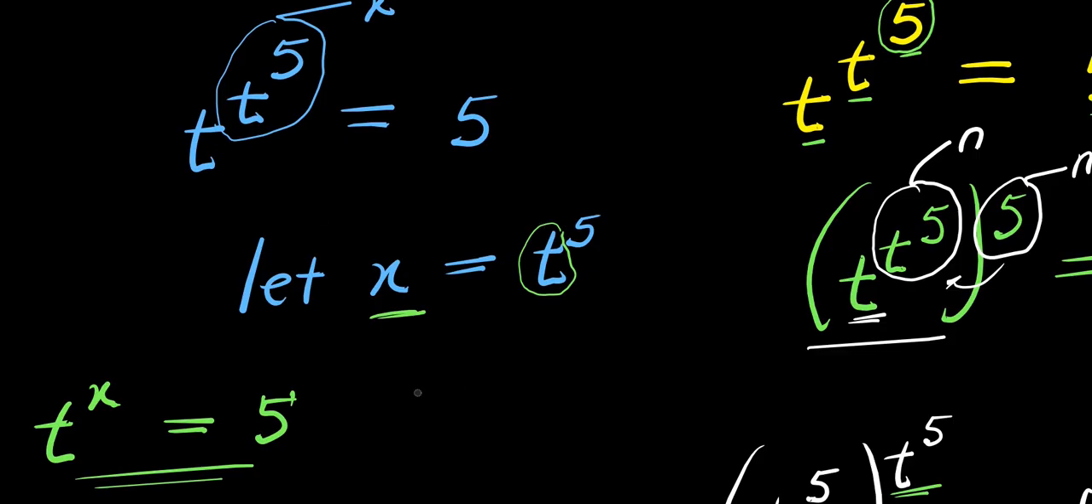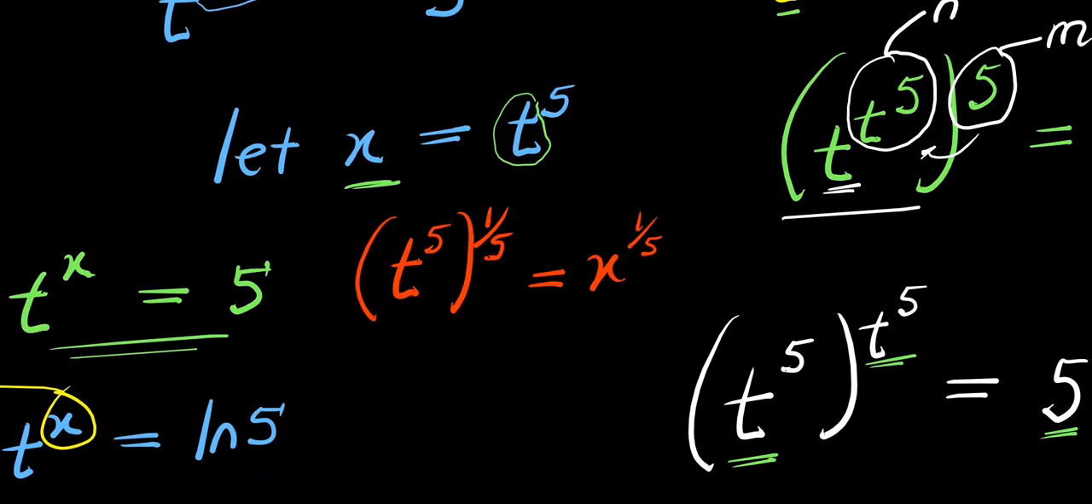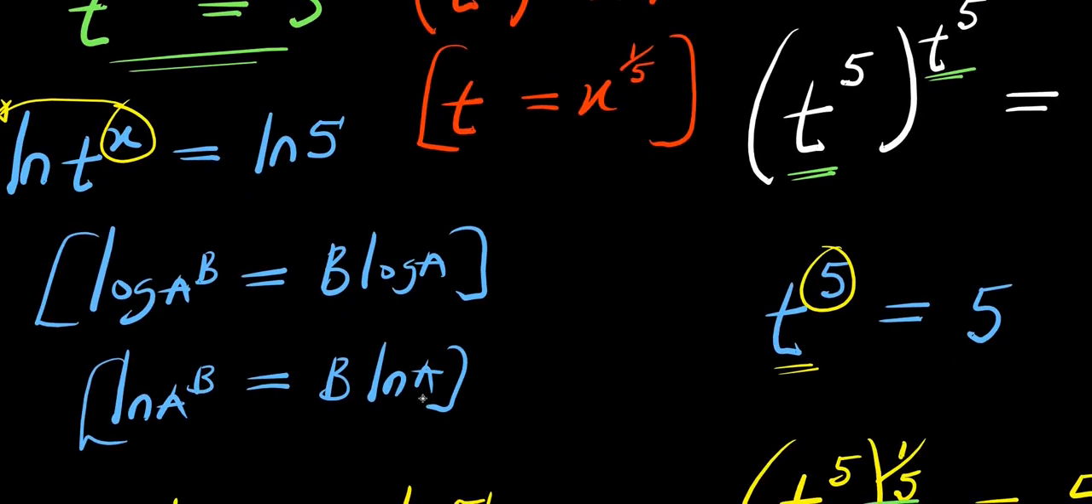So I can simply have t power 5 raised to the power of 1 over 5, because I want to isolate t, equals x power 1 over 5. From here, I multiply this exponent. I can have t, 5 times 1, that is 5. 5 divided by 5, that is 1. t simply equals x power 1 over 5, right? So t equals x power 1 over 5.